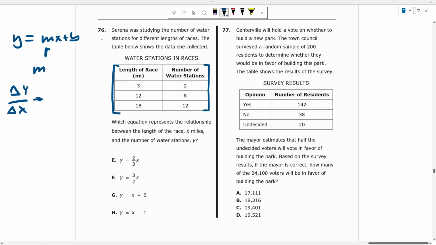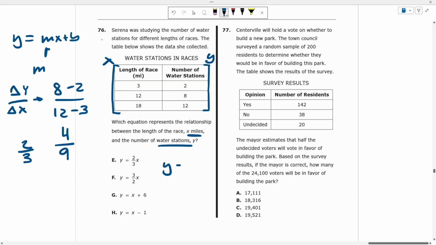So x is miles and y is number of water stations. Let's say 8 minus 2 over 12 minus 3. So that's going to equal 4 over 9, or 2/3. So y is going to have to equal 2/3 x, and that's the correct answer.